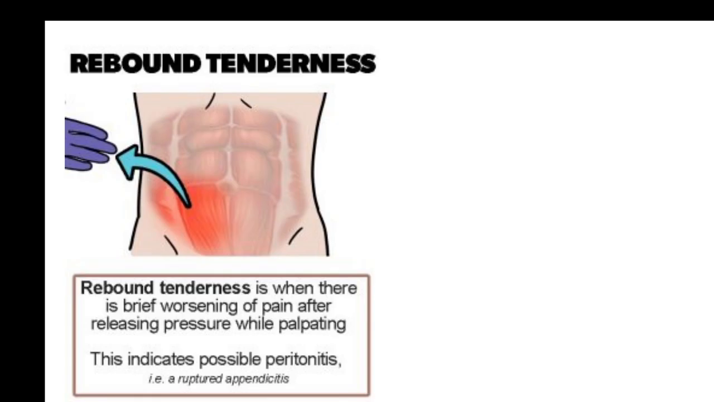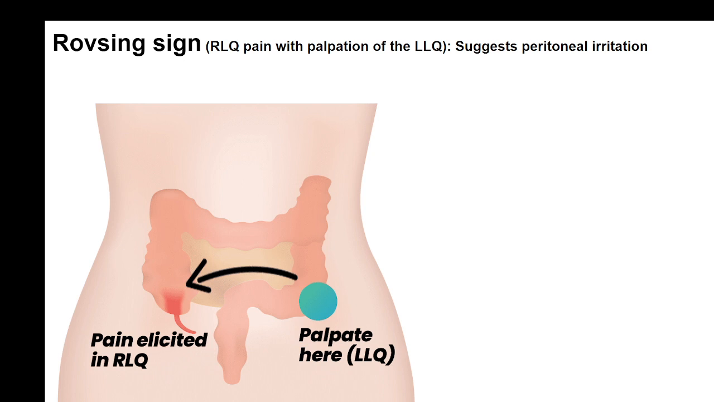Now these clinical signs: rebound tenderness is when you press down, there could be pain, but as you release the pressure, there too the patient has pain. Now this occurs due to movement between the inflamed peritoneum, the visceral and the parietal peritoneum. When there is a movement, as you release the pressure, that produces the pain, and that's what we call the rebound tenderness.